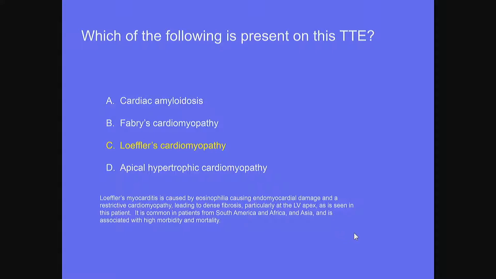Löffler's myocarditis is caused by eosinophilia, causing endomyocardial damage and a restrictive cardiomyopathy, leading to dense fibrosis, particularly at the LV apex, as is seen in this patient. It is common in patients from South America and Africa, as well as Asia, and is associated with high morbidity and mortality.